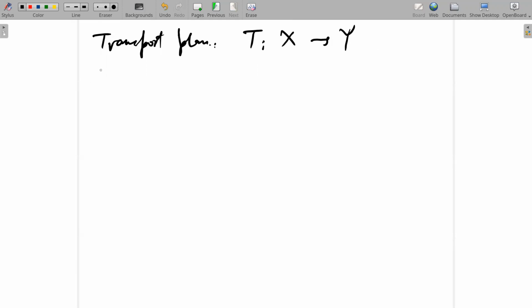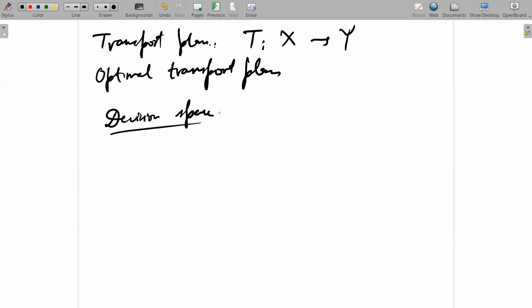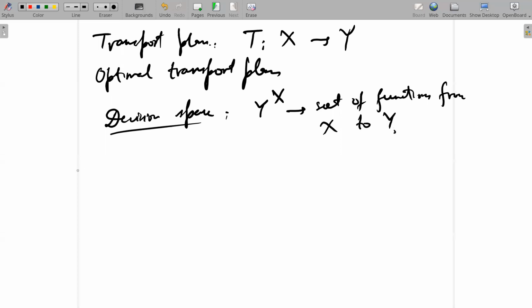So we want to find the best transport plan, which will cost the least. For that, we have a decision space that is Y to the X. This is just set theoretic notation, the set of functions from X to Y. Okay, it should be Y to the X. The decision space is Y to the X. What is this? The set of functions from X to Y. And what is your objective function?